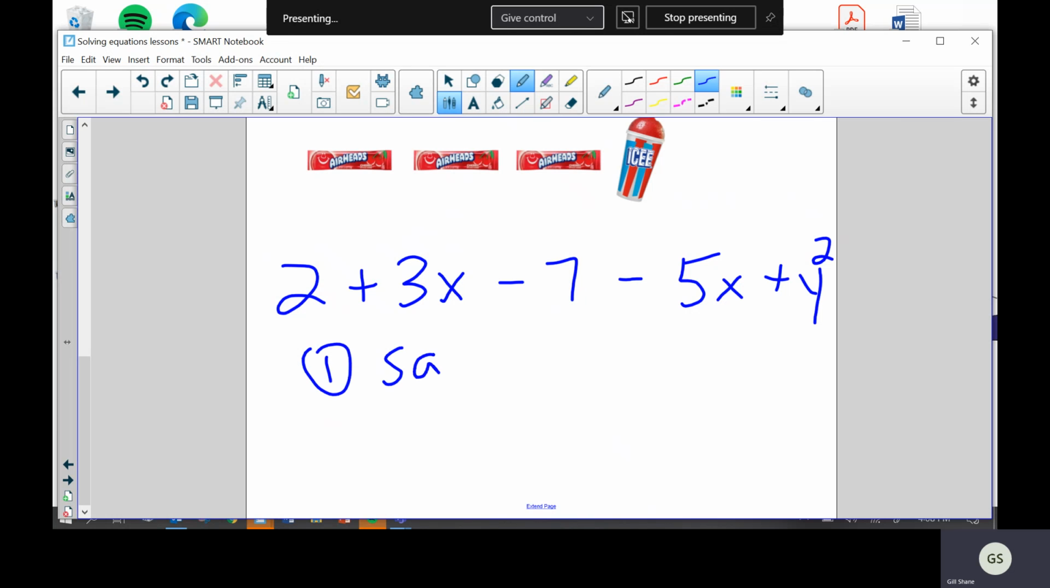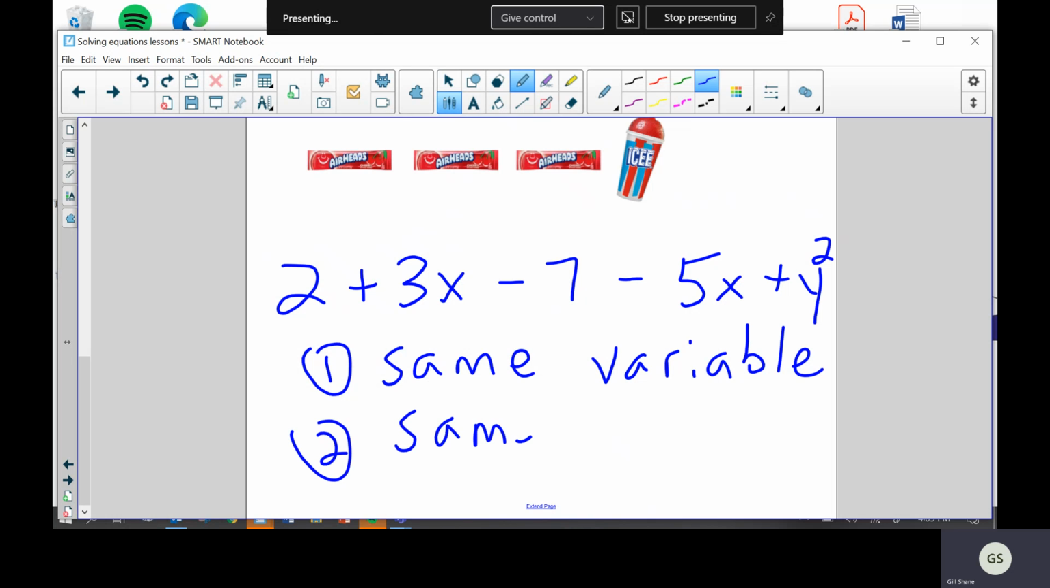One, they have to have the same variable. And that's the same thing as saying same letter. The variable is the letter. We're not really going to deal with symbols like elephants or zebras or squares or circles. It's always going to be letters moving forward. So you could also say same letter. And that's actually what I said in class, same letter. And same exponent. This is the part that trips people up sometimes. The exponent part. So I have to have both of those 2 things to be considered like terms.